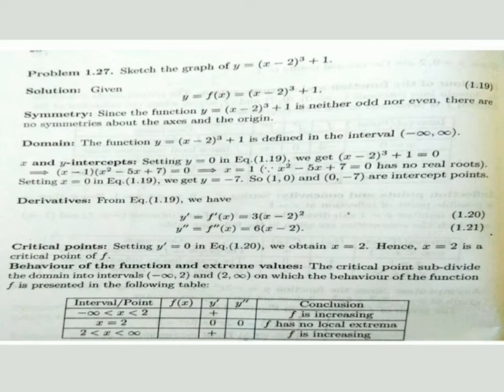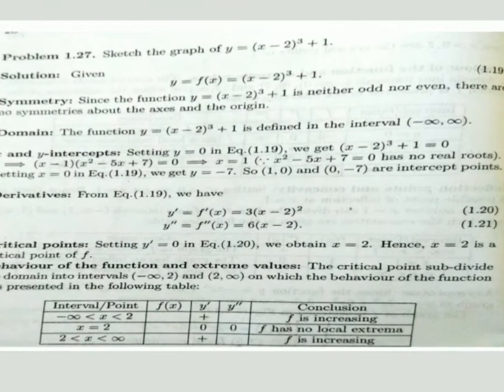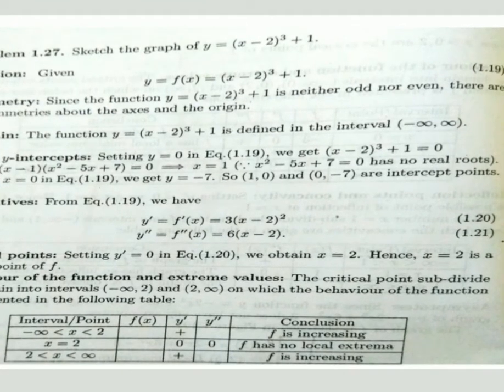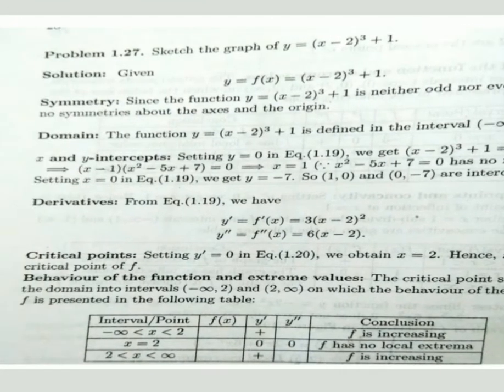Next derivatives, y dash will be 3 into (x minus 2) whole square. Y double dash is 6 into (x minus 2). Critical points are at x equal to 2. Now subdivide the domain. The first interval is minus infinity to 2. Y dash will be positive, so f is increasing.